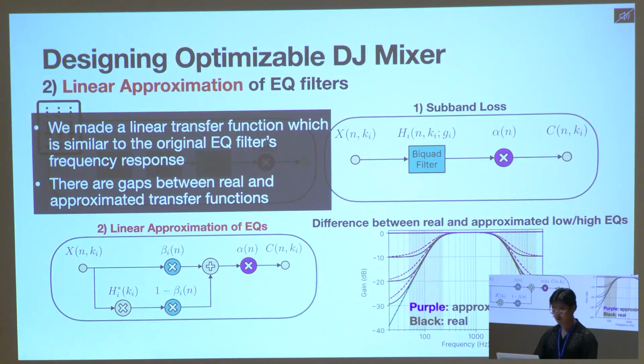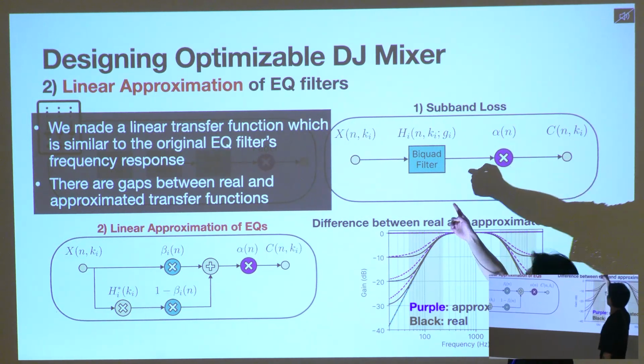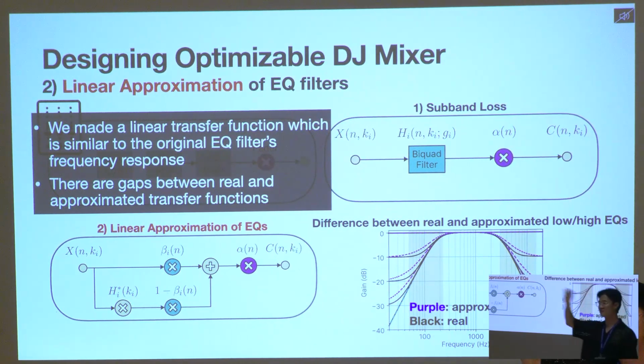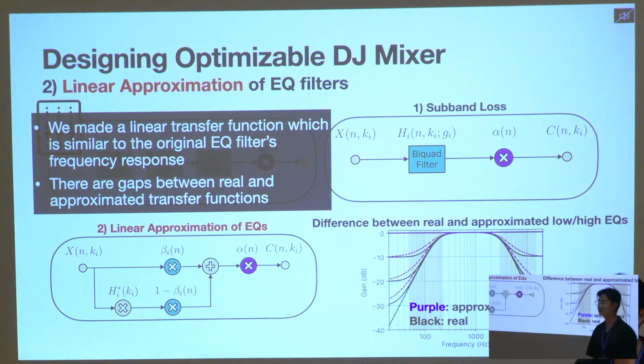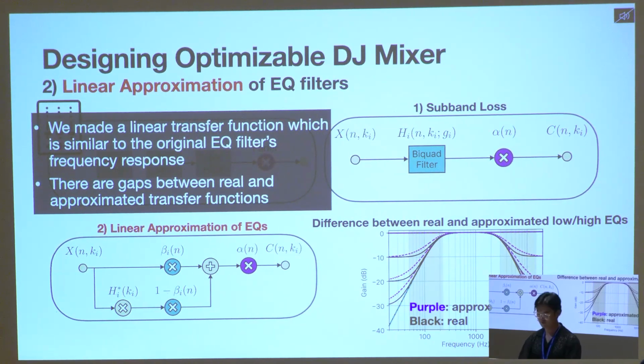After that, we did a linear approximation of the EQs. So it's simply a box here right now, but actually a lot of things are going on there. The variables are on the top and bottom, but we made it simple like this. So the yellow ones are constants, and the cyan color is a variable, and this purple one is also a variable.